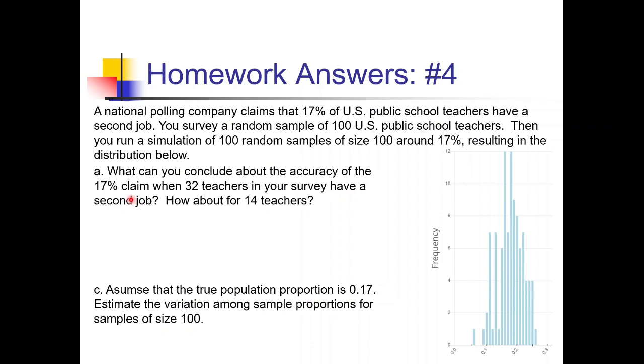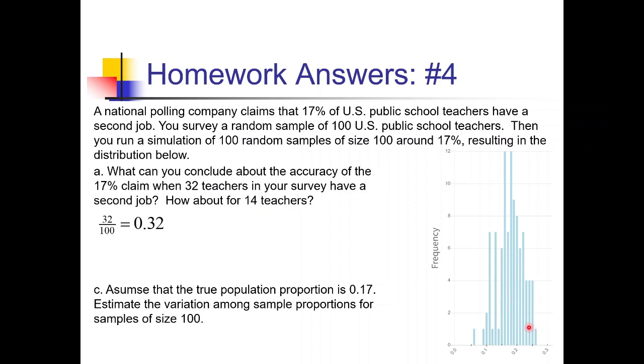So let's find out the actual proportion based on the survey that we did, and then we'll compare it to the list of expected proportions if the true value were actually 17% and we ran this with a random number generator. So 32 over 100, that's pretty easy to reduce. That's 0.32 if we make it a decimal to match the way this table is formatted here.